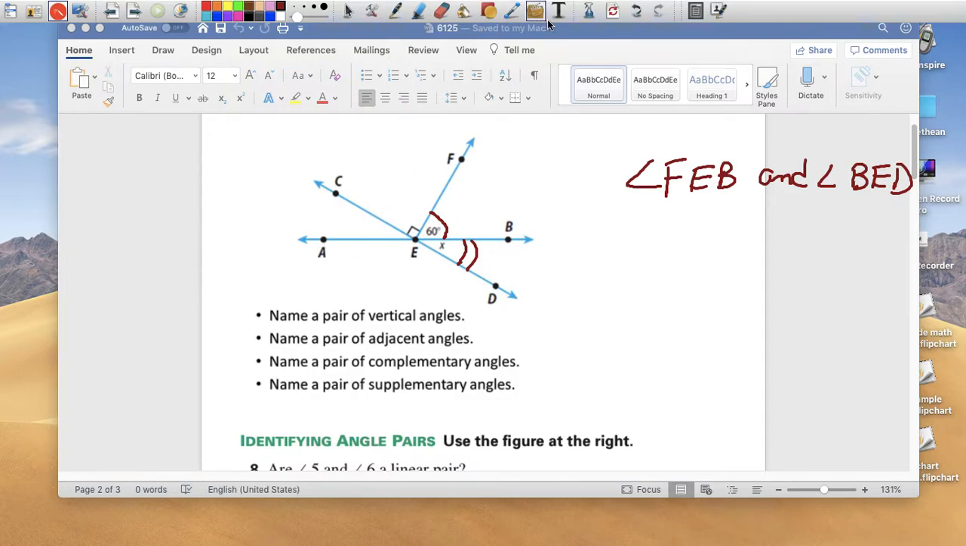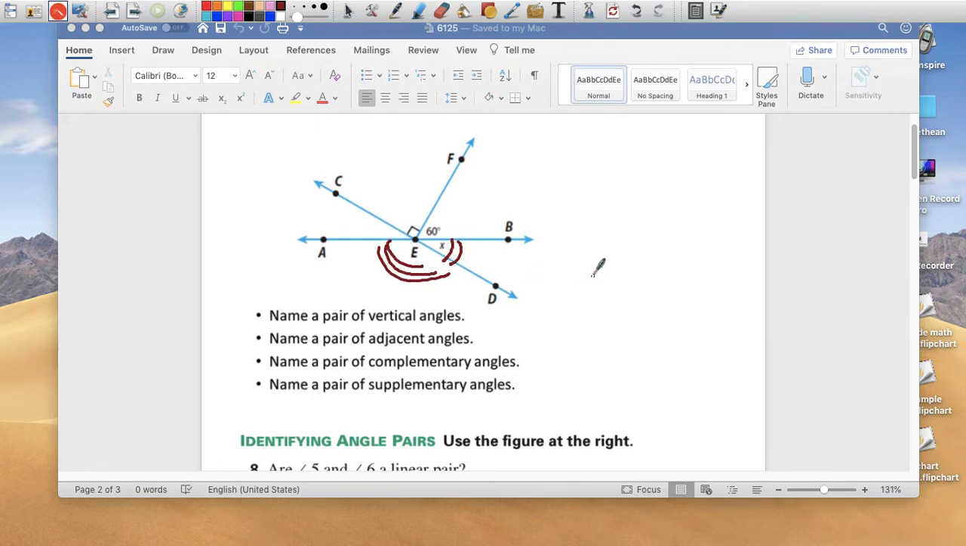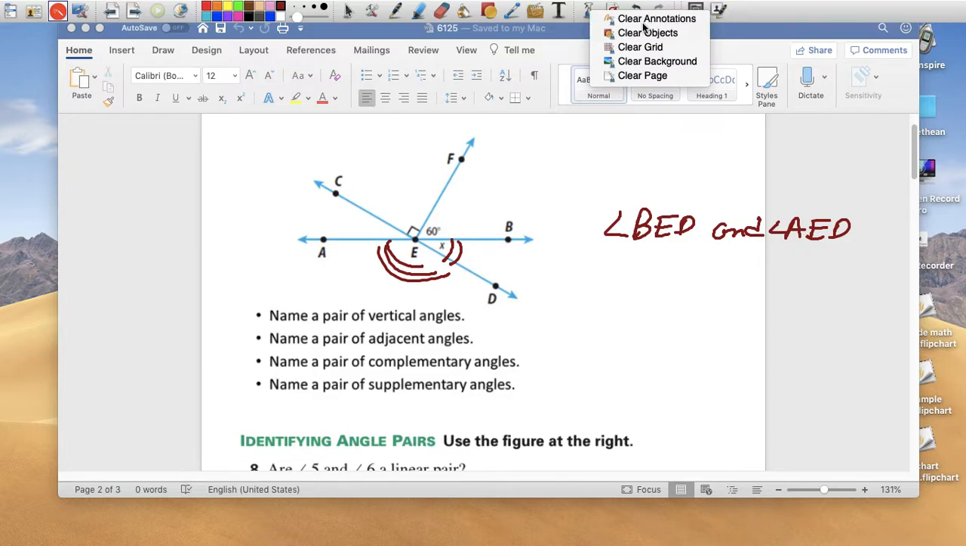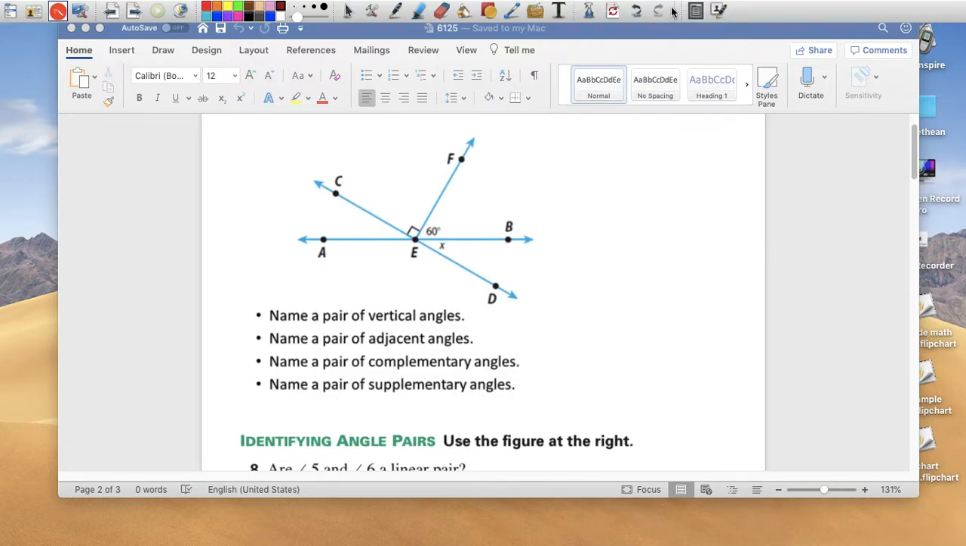Supplementary is any two angles that add up to 180, and again, we can use the one from the previous example, which would be these two. This and this, right? So angle BED and angle AED, those are supplementary angles. Okay.